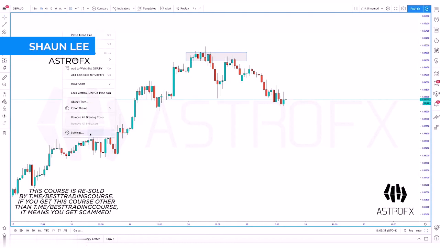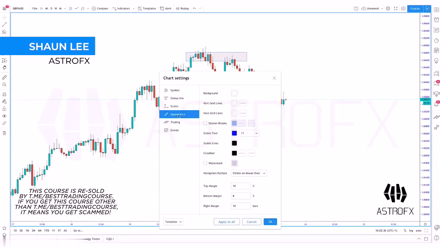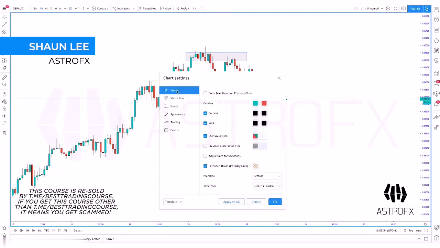So number one, what I like to do is just go into the settings and go into crosshair. Okay, I want crosshair, I want it to be line, that's it. Solid line. I don't want any grid lines. It's your preference. Me personally, I hate it. I like to keep the charts as clean as possible. Scale lines, black. Perfect.